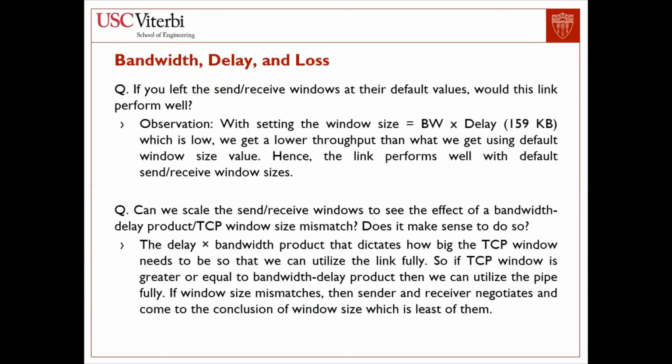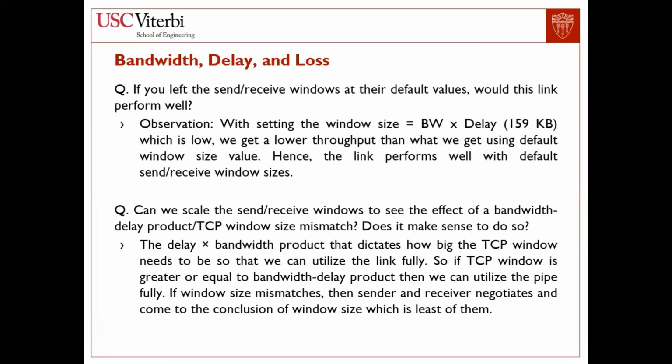Now the question is, if you left the send and receive windows at their default values, would this link perform well? Our observation says that we get lower throughput as we decrease our default window size. So the higher performance will be there if we keep the default window size. Can we scale the send and receive windows to see the effect of a bandwidth delay product and TCP window size mismatch? Does it make sense to do so?